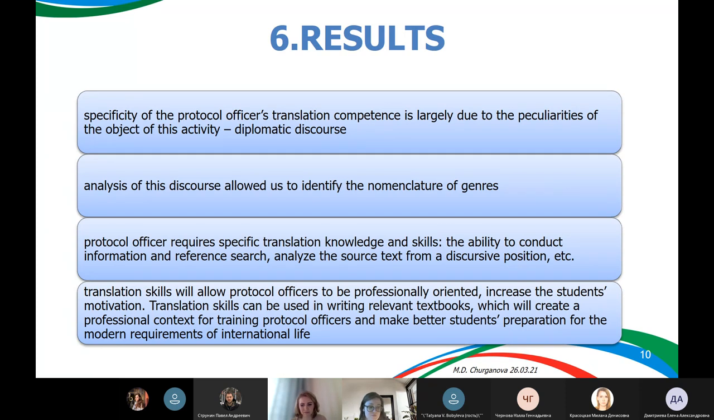And what is more, translation skills will allow protocol officers to be professionally oriented and increase the students' motivation. Translation skills can also be used in writing relevant textbooks, which will create a professional context for training protocol officers and better prepare students for the modern requirements of international life.